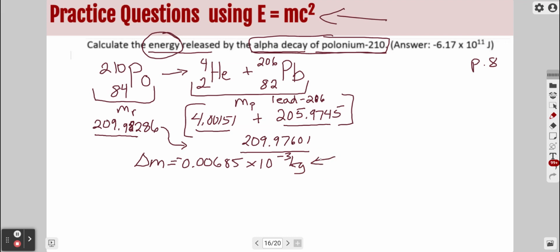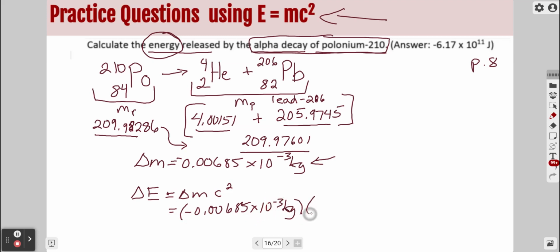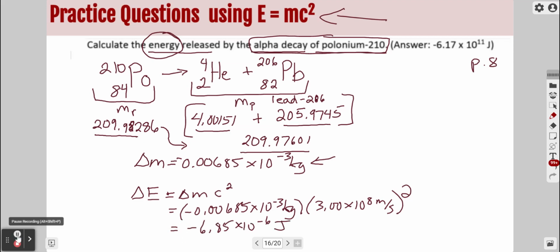So what does that turn into in energy? We're going to use Einstein's formula. E equals change of mass times the speed of light squared. So our change of mass is negative 0.00685 times 10 to the negative 3 kilograms. Our speed of light is still 3.0 times 10 to the 8 meters per second squared. So square this and then multiply by this number and see if you get the right answer. All right, and our answer is negative 6.85 times 10 to the negative 6 joules. So that's how much energy is produced when that mass is lost in this nuclear reaction.